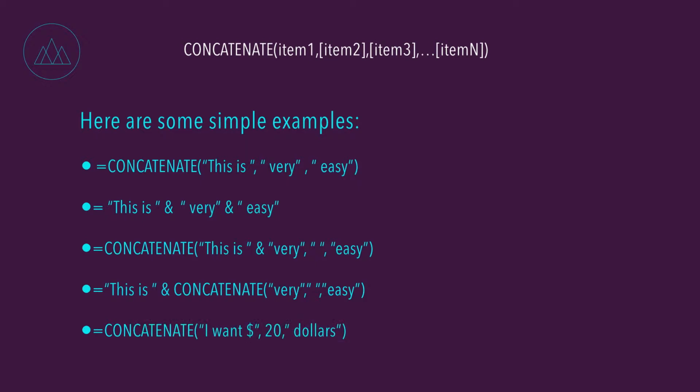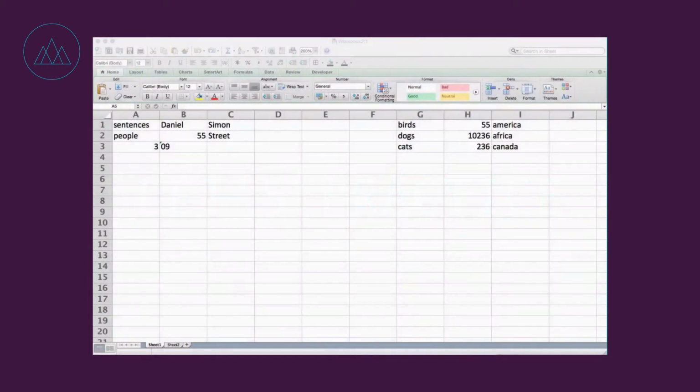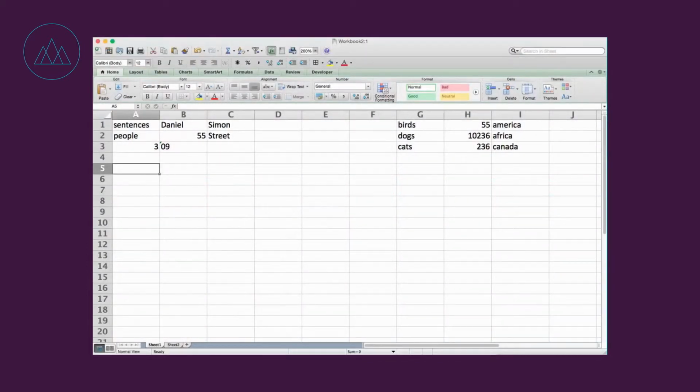This is another simple example. We're putting numbers. The second parameter of the function concatenate is a number, and it works fine with that also. Remember we said text, number, or reference. So let's try a little practice.